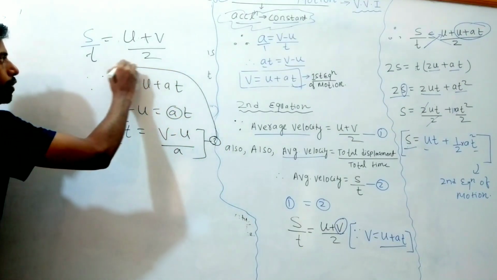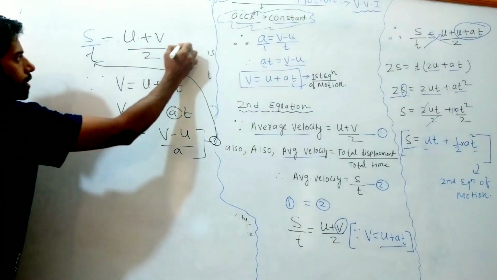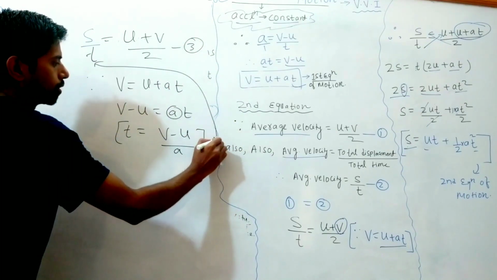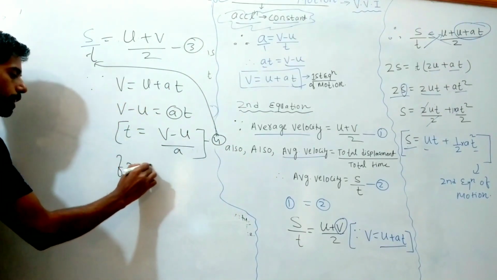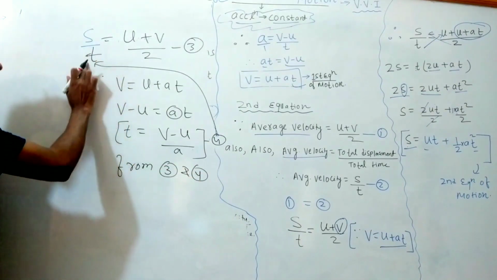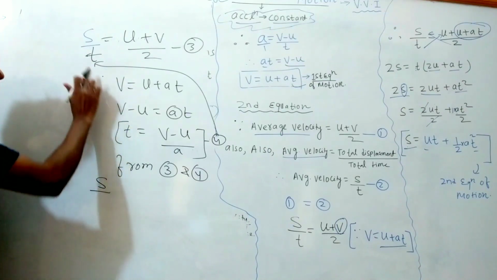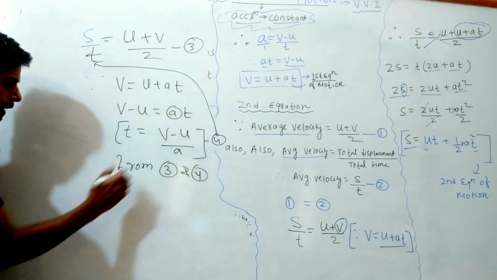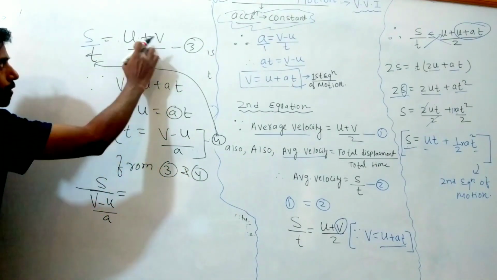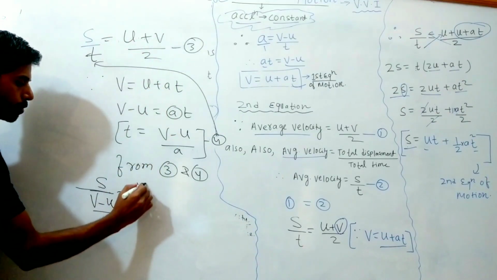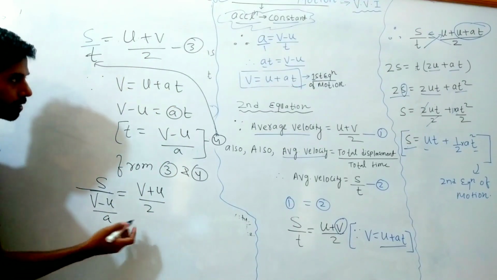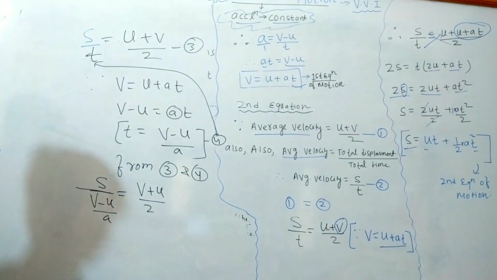Put this value of t in the other equation. Suppose this is equation 3 and this is equation 4. So from 3 and 4, what will you get? Put this value of t here. s by t, where t is v minus u upon a, is equal to, we can write u plus v as v plus u, so v plus u upon 2. Okay, how to solve this? Now you know. Note down everything.